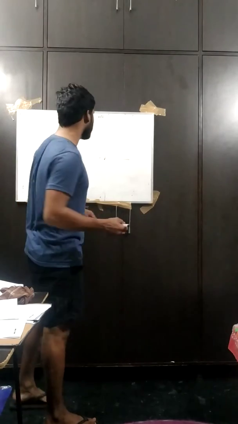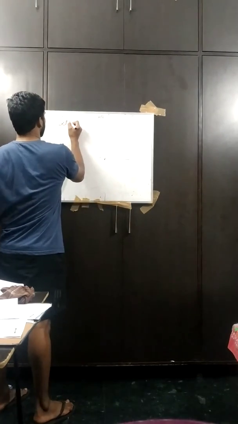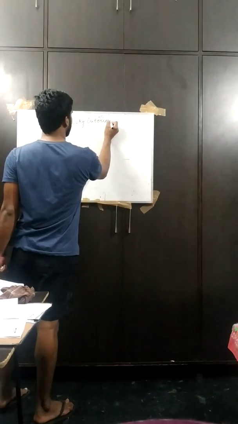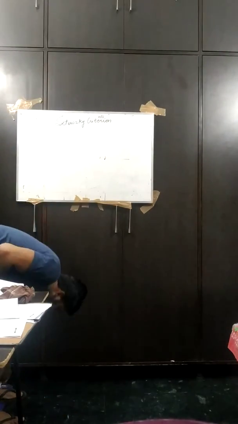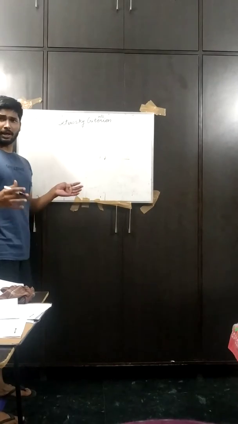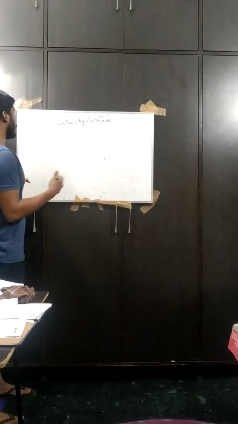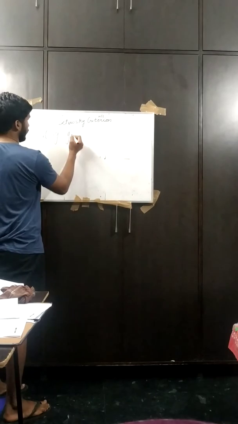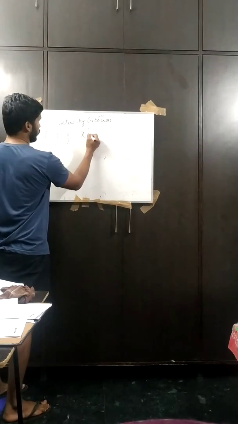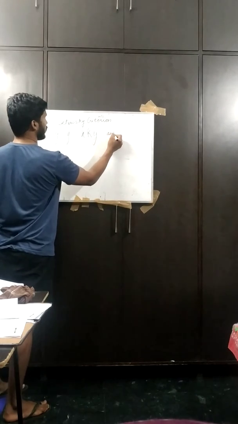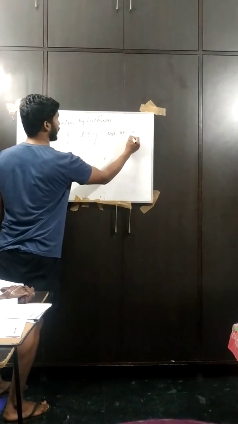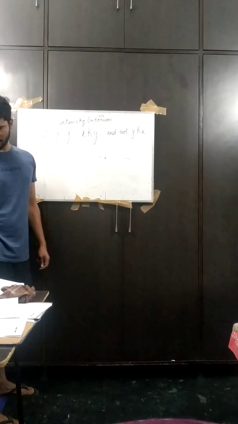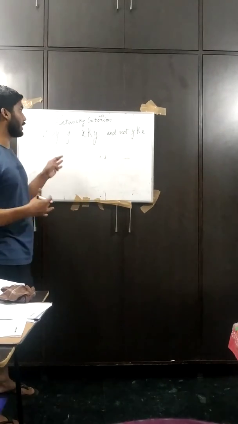Now, let's do the Scitovsky criterion. It just says that if we have two bundles, x and y, we say x is Scitovsky preferred to y if x is Kaldor preferred to y and not y Kaldor preferred to x. This is what the Scitovsky criterion says.